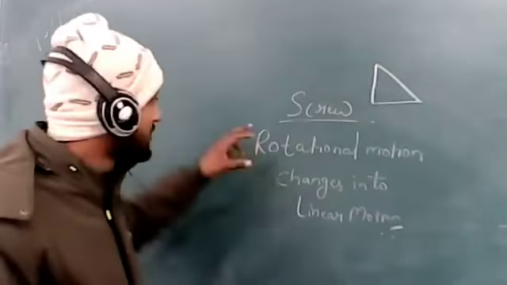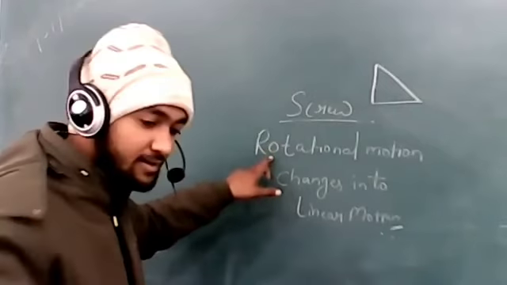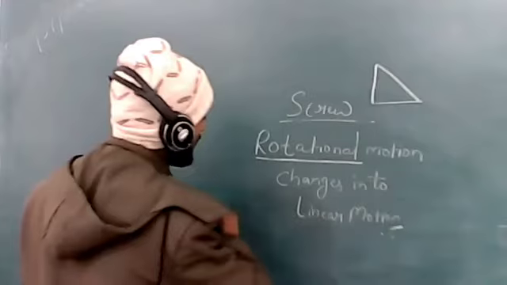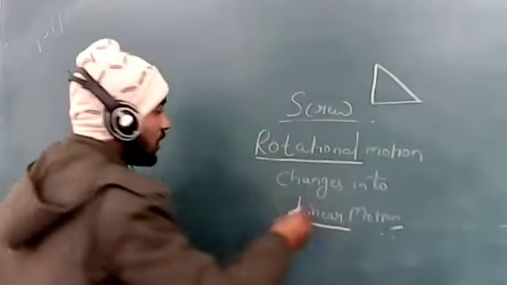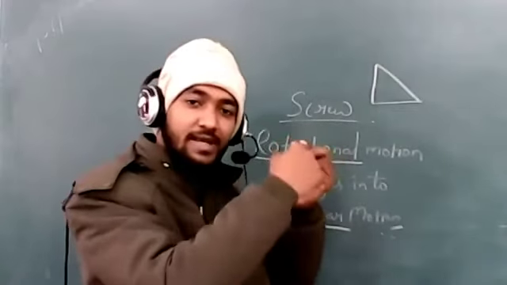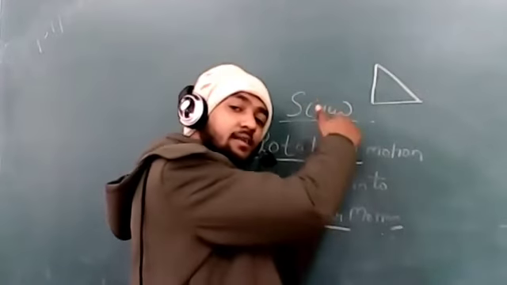So remember this thing. If you are given fill in the blanks, in the first blank you have to fill rotational, and in the second linear, because when you rotate the screw, first it is rotational motion, then it changes into linear motion. See, rotational, then it goes inside, then linear. First rotate, then move.